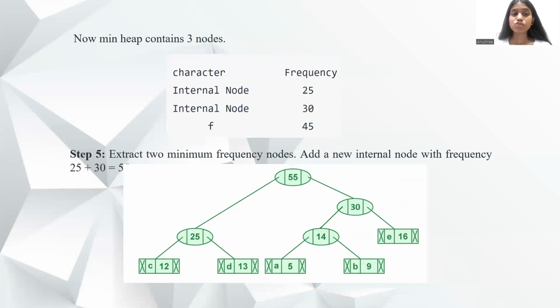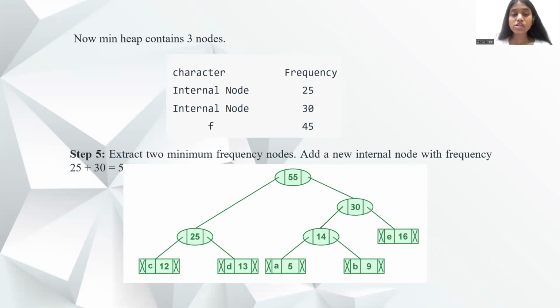Now the heap contains 3 nodes: the character node with 50 frequency, an internal node with 30 frequency, and F with the frequency 45. Extract the 2 minimum frequency nodes and add a new internal node with a frequency of 25 plus 30, which is equal to 55.